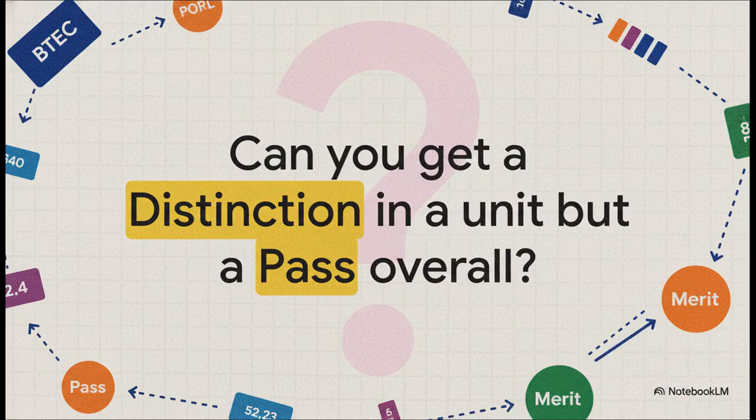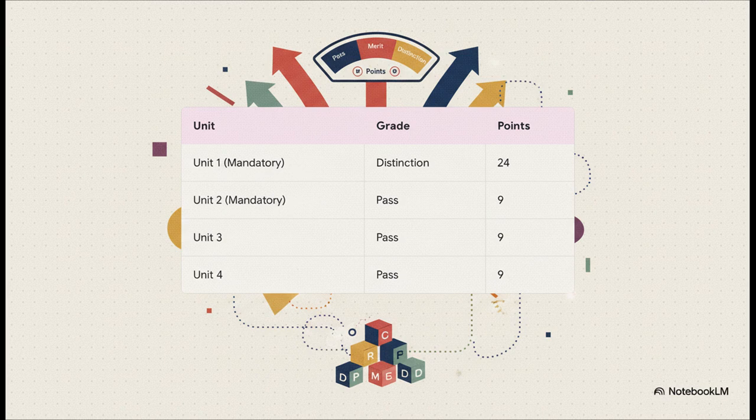Okay, so let's circle back to that big, confusing question from the start. Is it actually possible to get a fantastic distinction in one unit, but still end up with a pass for your final grade? Let's see. Let's walk through a real-life scenario. Imagine a student, right? They've done 4 units. In that first mandatory unit, they absolutely smashed it. A distinction. That's a fantastic 24 points in the bag. But in the other 3 units, they just scraped by with a pass. That's 9 points for each of those.